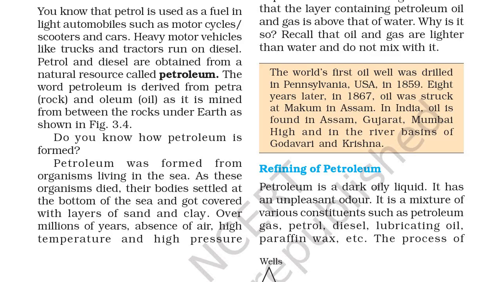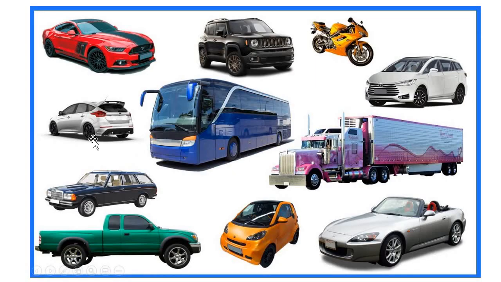You know that petrol is used as a fuel in light automobiles such as motorcycles, scooters and cars. Heavy motor vehicles like trucks and tractors run on diesel. Petrol and diesel are obtained from a natural resource called petroleum. Some vehicles run on petrol and diesel, and some run on CNG, that is compressed natural gas. It is also a natural resource.